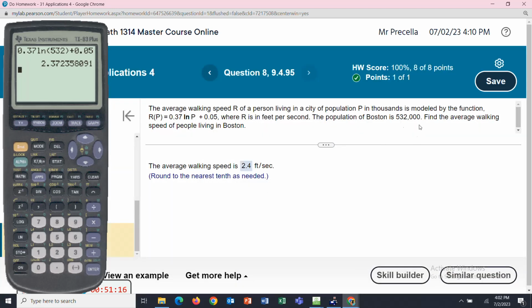Wonder what it is in Corpus Christi. That's where I am right now. Corpus Christi, Texas. The population of Corpus Christi, is that like 350,000? So P would be about 350, just out of curiosity. 0.37 ln 350, close the parentheses, plus 0.05.